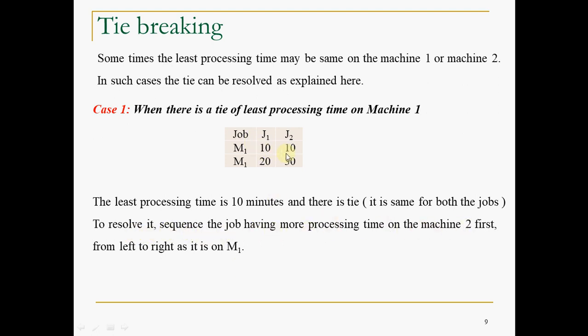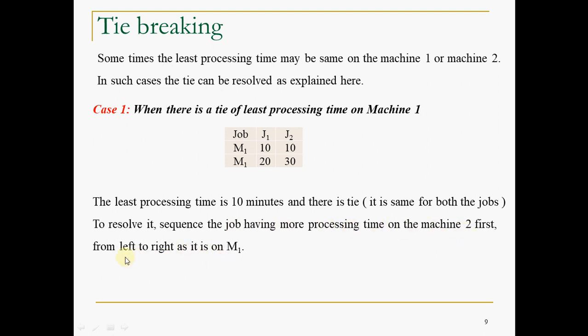You have to check the processing time on the opposite machine, the other machine, that is machine 2 in this case. So you have to sequence from left to right first. For example, 10 and 20, 10 and 30, which is having more processing time in the opposite machine? So this one. Hence, job 2 is sequenced first, then job 1. Okay, so there is a tie, no doubt. 10, 20, 10, 30. So as per this, sequence the job having more processing time on machine 2 first, that is from left to right.